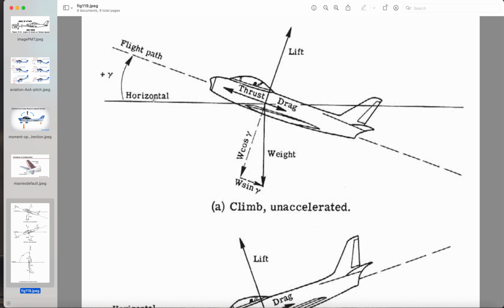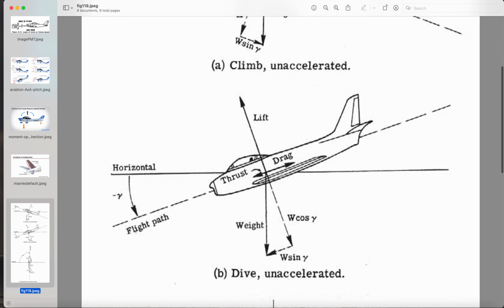So here we have horizontal again, right? The flight path is in an upwards direction, so they're generating lift to oppose the weight, same thing. So this is an unaccelerated climb. And here we have an unaccelerated dive, right? Once again, the pitch is below horizontal.